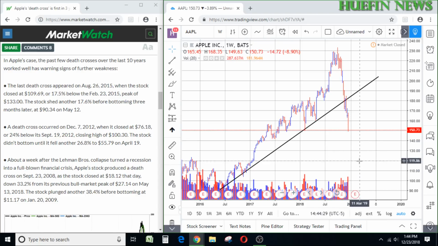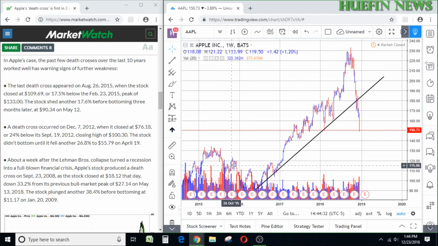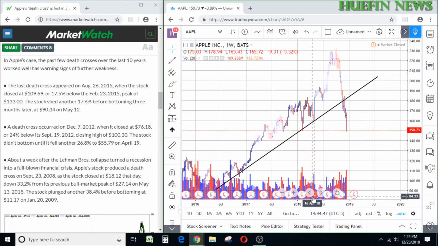$130 could be a nice support area because the market hit resistance around that period in 2015. So there are a lot of support areas that Apple can find, but the market is still telling us that this particular stock is weak. The Market Watch article is telling us weak. This has been numerous occasions that Apple stock has endured this. So again, this is the death cross explained according to the price chart.